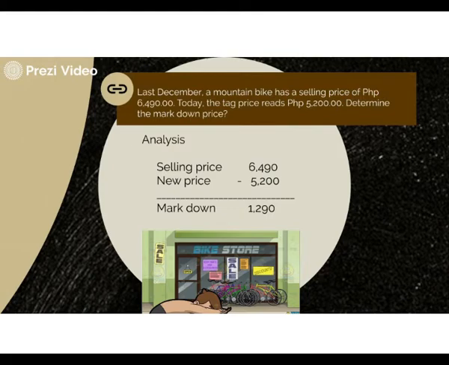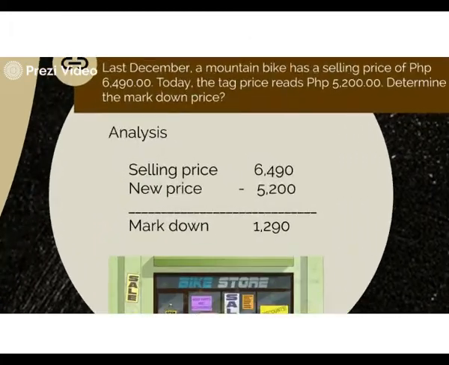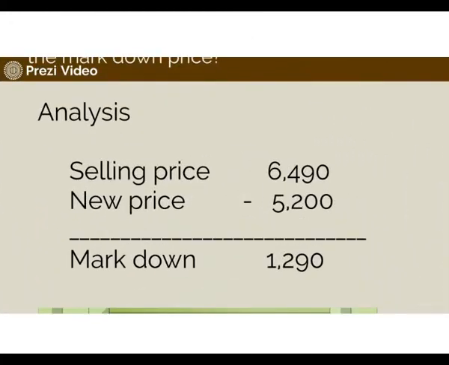Last December, a mountain bike has a selling price of 6,490. Today, the tag price reads 5,200 pesos. Determine the markdown price. To solve that one, we need first to write the selling price, which is 6,490. And after a month, it reduced to 5,200 pesos. So getting the difference, we'll have 1,290, which is our markdown.